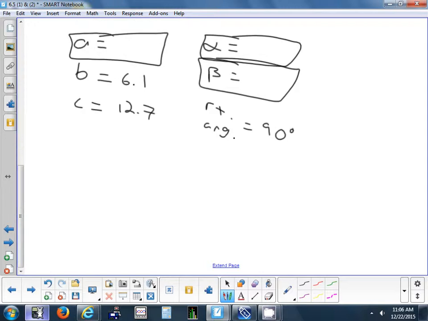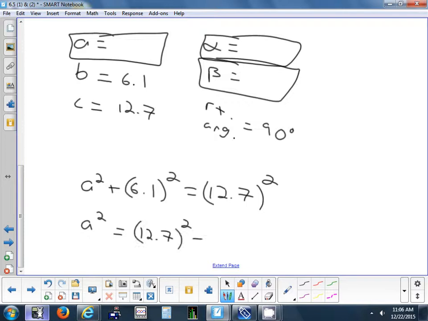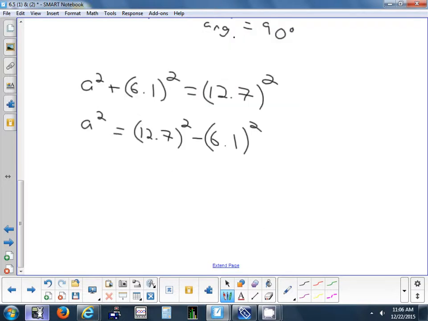Okay, so A squared plus B squared equals C squared. When they give you two sides, this is how you generally start, with the Pythagorean theorem. So A squared, and you know what, I'm not even going to round anything till the very end. How would I move 6.1 squared to the other side? Just subtract it. And to get A by itself, how would I do that? Square root. That is how I'm going to type it in, so I don't round anything off till the last step.